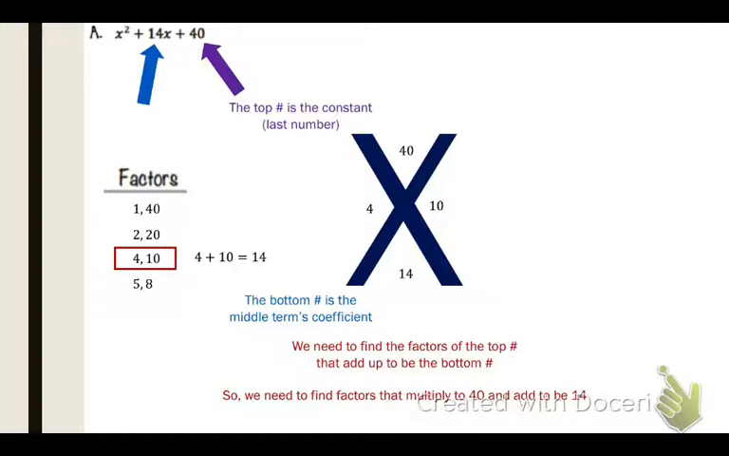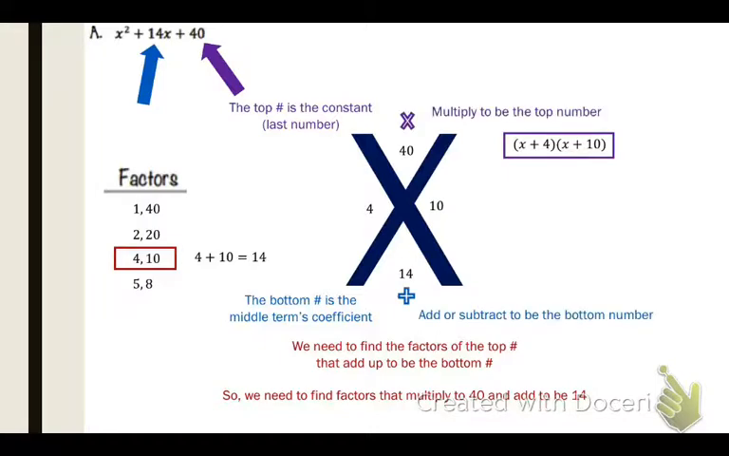Okay? Then the last step is to just put them in parentheses. So it's x plus 4 and x plus 10. The signs just stay with them. And that's your final answer. Okay? Pretty straightforward. Hopefully it's pretty simple for you.